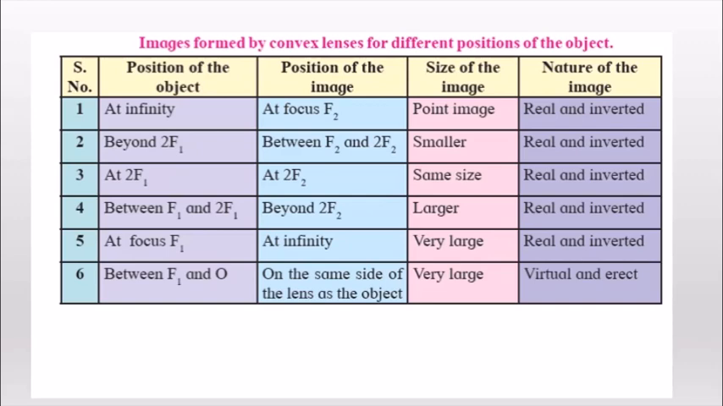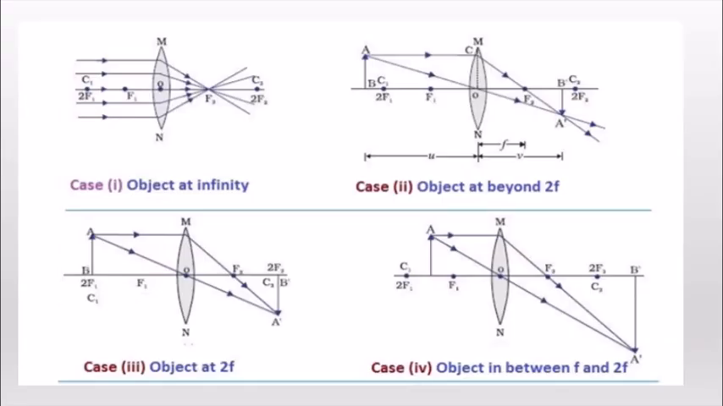Let us look at the ray diagrams so that we can understand in a better way. As in the first case, we can see the object kept at infinity. The position of the image which is formed is at F2, as you can see in the first one. The size of the image will be very small, and it will be a real and inverted image.